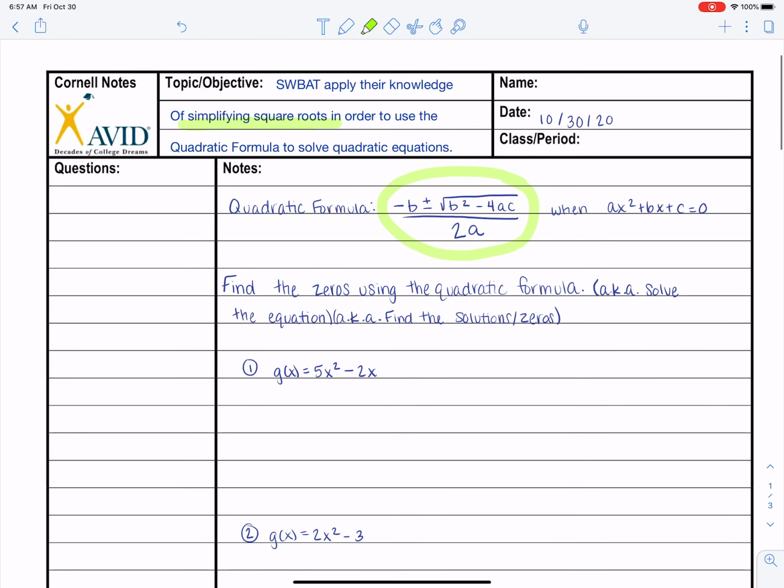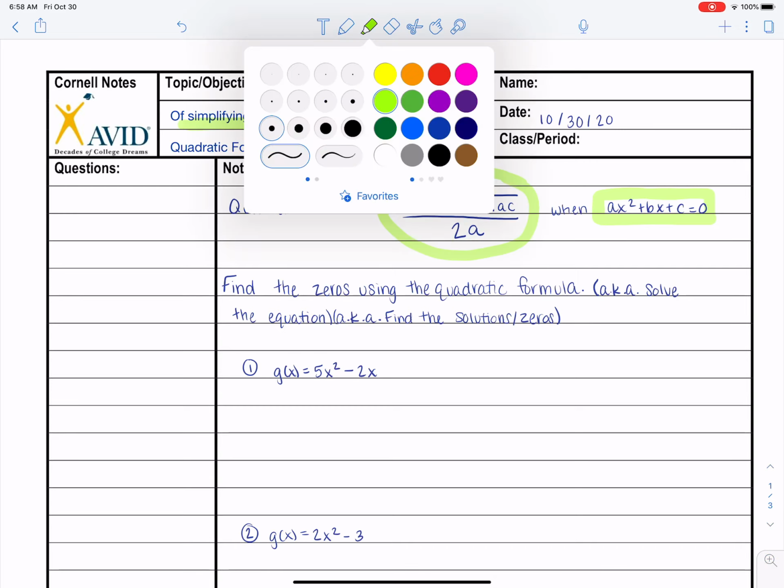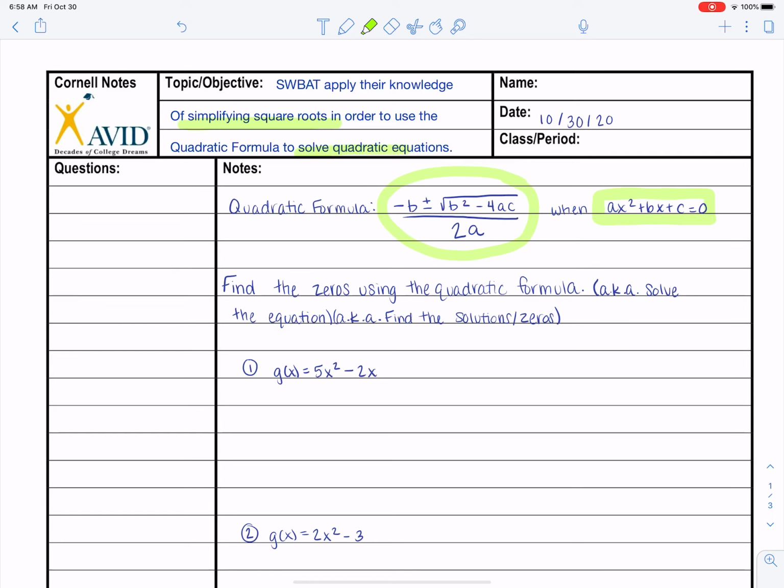Now, where do those letters come from? The standard form of a quadratic equation is ax squared plus bx plus c. Now, we are using the quadratic formula to solve quadratic equations, all right? We now know multiple ways to solve quadratic equations, all right?